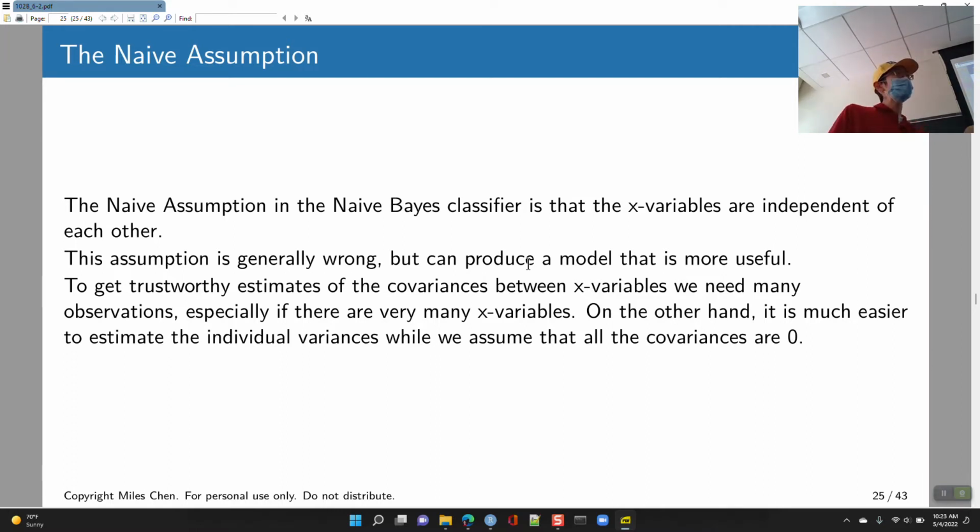So if you're in a situation where you know there are huge covariances between x1 and x2 and that they should not be ignored, then probably don't use the naive Bayes classifier. But if you're in a situation where you'd say, there's some covariance, but it's probably not going to be super huge, maybe we can get away with it, then maybe you can get away with it, okay?